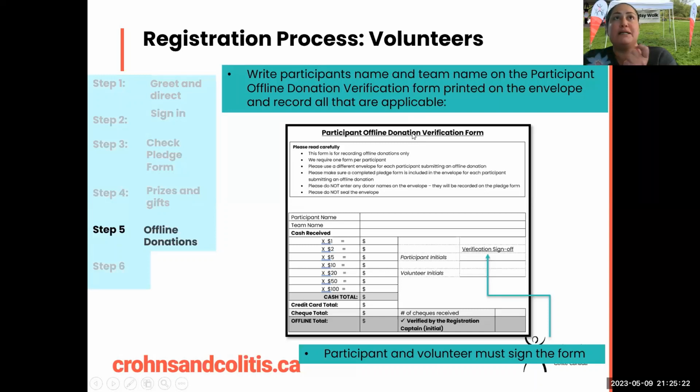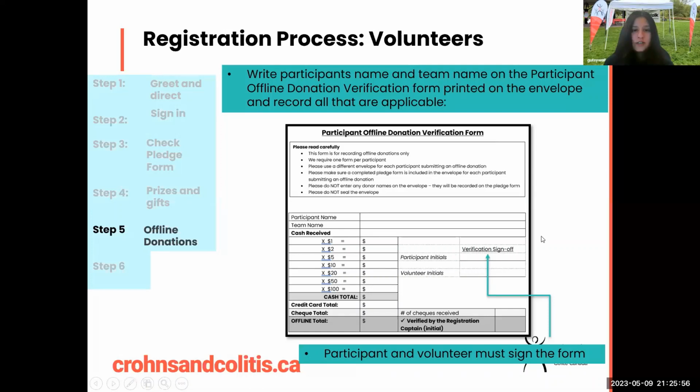And for the participants offline donation verification form, we changed the name of this form as well, because this envelope is only used for offline donations. So we don't need to get an envelope for people who are not submitting offline donations. So it's not a way to see how many people are coming to the walk. It's just for us to record the offline money. That's why we also removed the online amount section and the coins from the form, to make it less confusing.